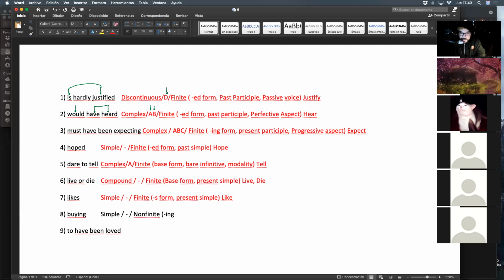It's on its ing form, is a present participle, and that's it, nothing more. Its base form is buy.